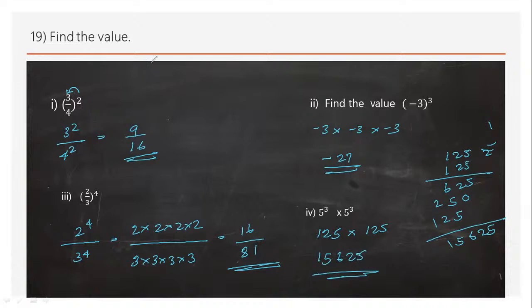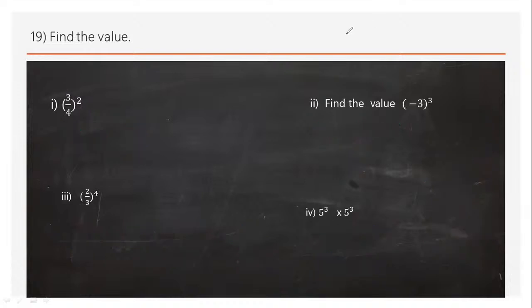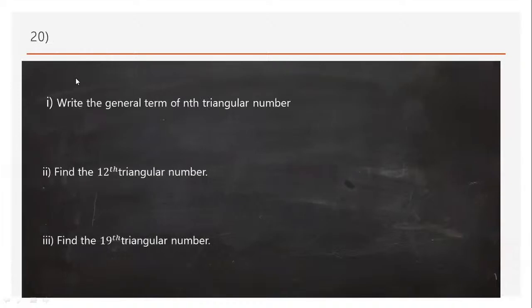Question number 20. Write the general term of the nth triangular number. How can we find the nth triangular number? The general term Tn equals n into n plus 1 divided by 2. If you want to find the nth triangular number, add 1, then multiply, and then divide by 2. Find the 12th.